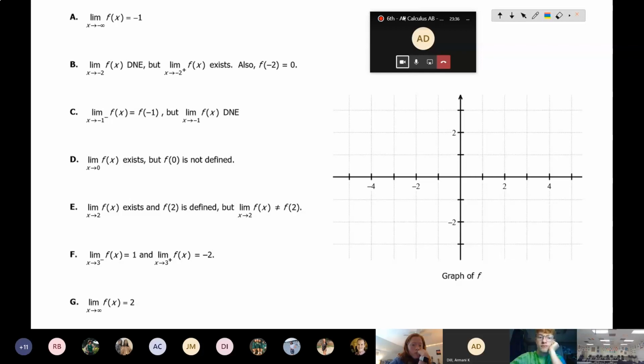For me, if I was a student, I might just make some notes beside each letter first, just thinking about what it would represent. Is it describing a hole? Is it describing a jump? Is it describing some sort of asymptote? And see if you can make sense of what it means.